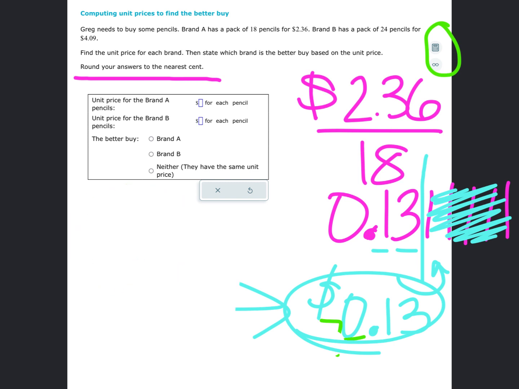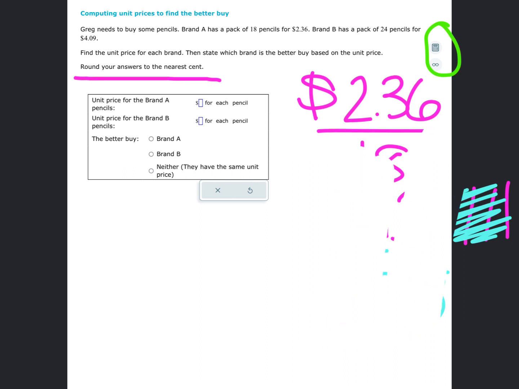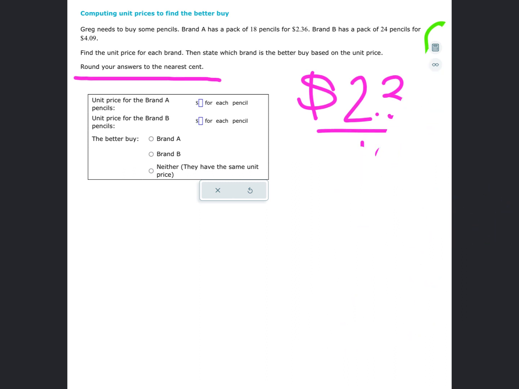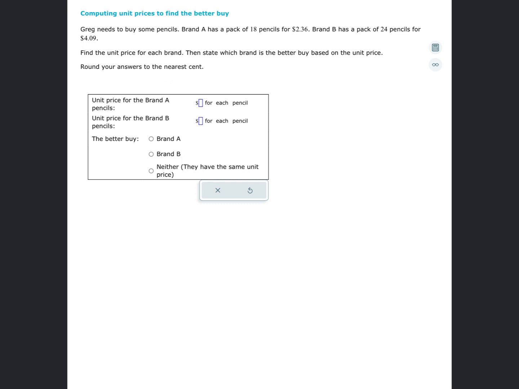So when you look at these overall directions in the boxes, that's why there's so many words up there. It looks really complicated, but all we did was find the unit price. I'm going to figure out what each one costs. We just did that, and you type it in there. And then you decide, oh, brand A is better, so you click that. That's it.